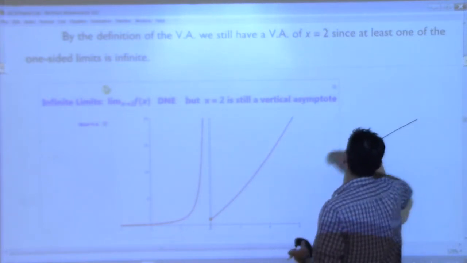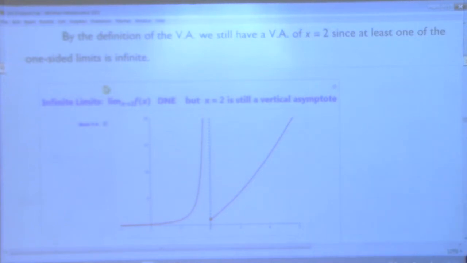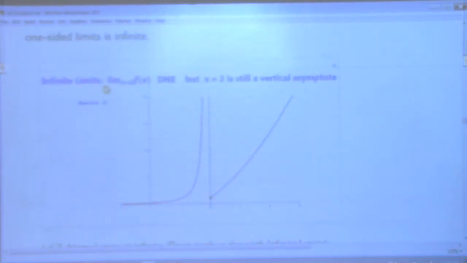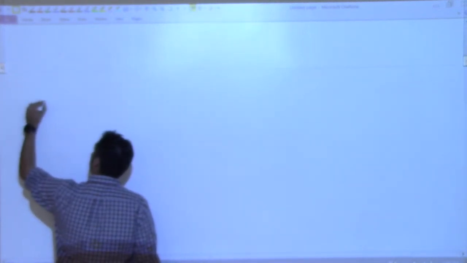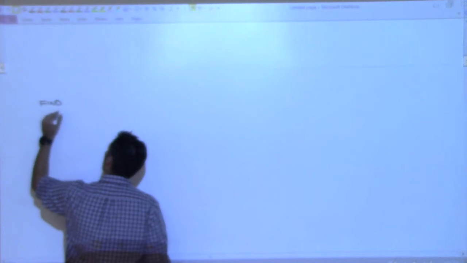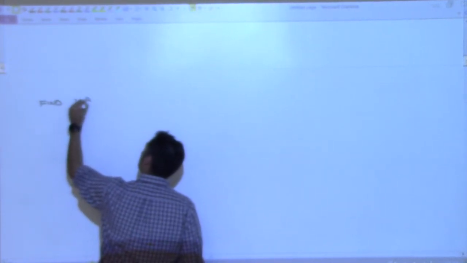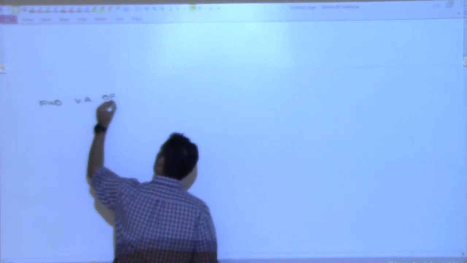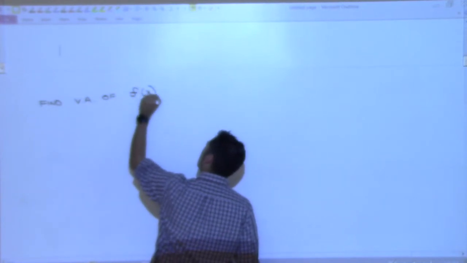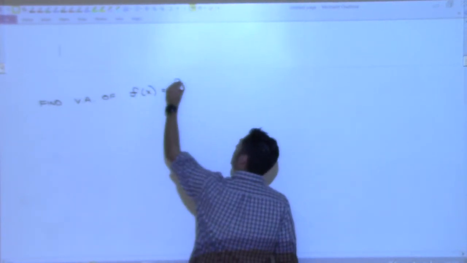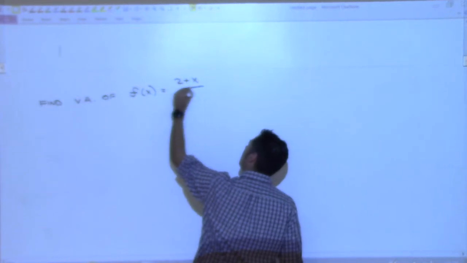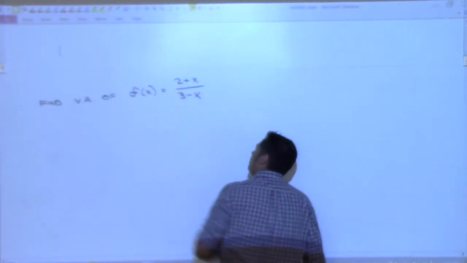All right, I think maybe before we move on to the next idea, we have to do some examples because everything I've done has been purely from pictures. So let's do this. Okay, find the vertical asymptotes of f of x equals 2 plus x over 3 minus x.